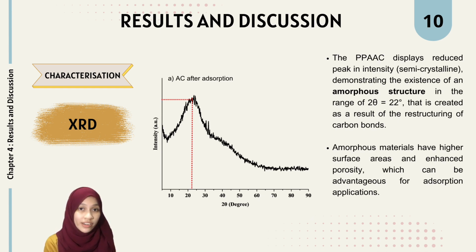Now, we move to the X-ray diffraction characterization, which is to investigate the crystallographic structure of the materials. The graph displays the sample after the absorption of the methylene blue with reduced peak intensity, which is semi-crystalline. The existence of the amorphous structure in the range of 22 degrees can result from the restructuring of the carbon bonds. In this study, the existence of the amorphous material is good because it has higher surface area and improved porosity, which can be advantageous for absorption application.